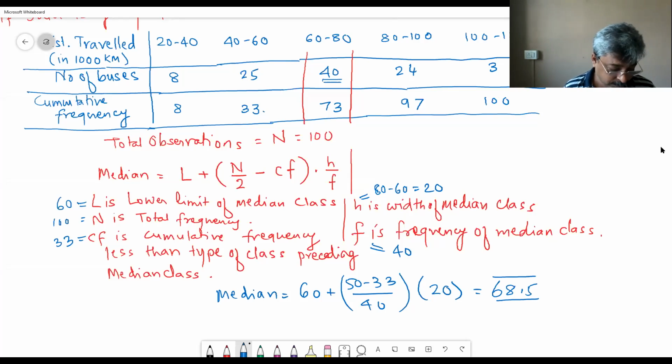I don't think so. Median has something to do with the middle.